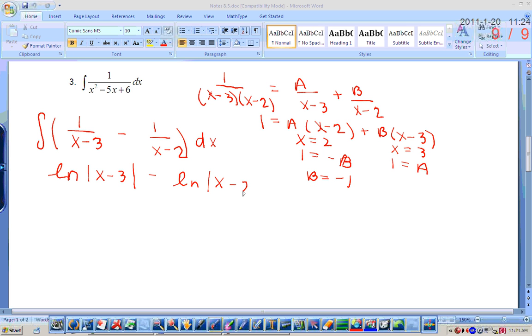But you do need to put the arguments in absolute value, because remember, when you introduce a natural log, you have to do absolute value. Don't forget the plus c. All right, I am totally okay with that answer right there.